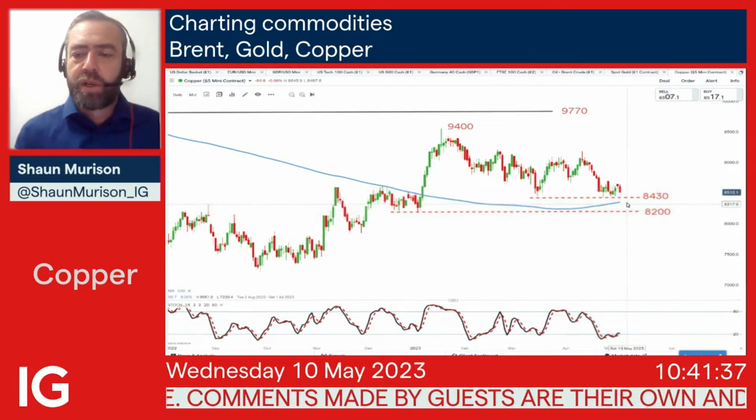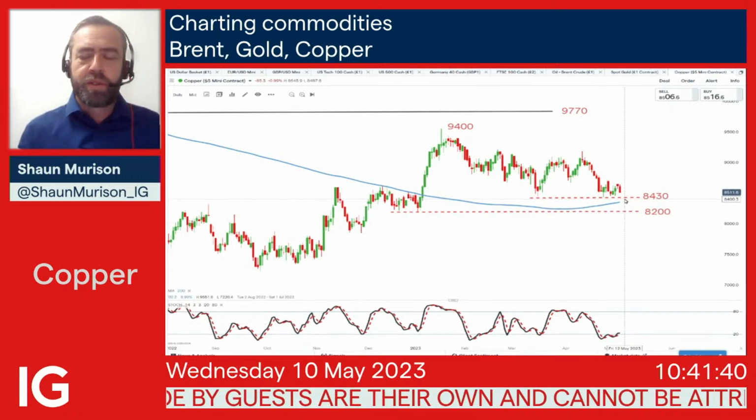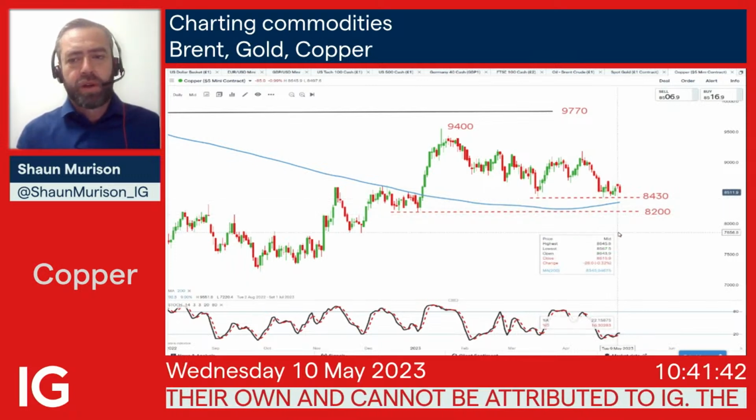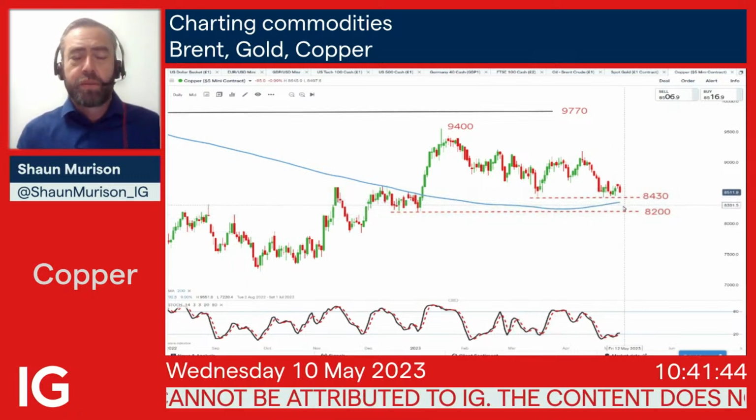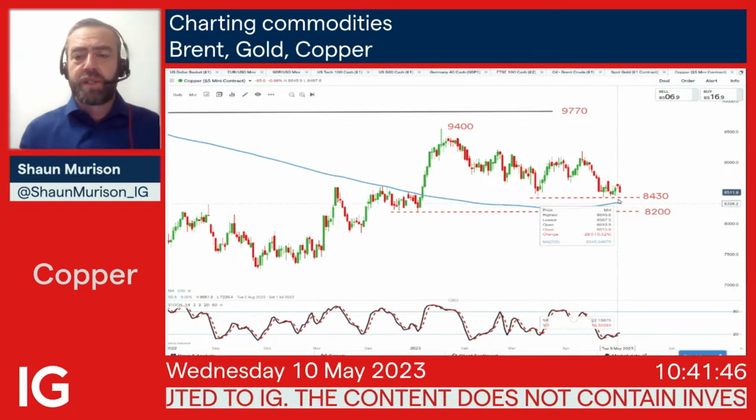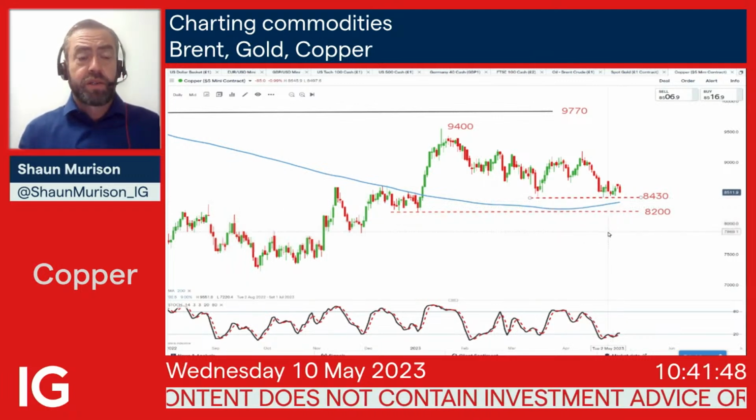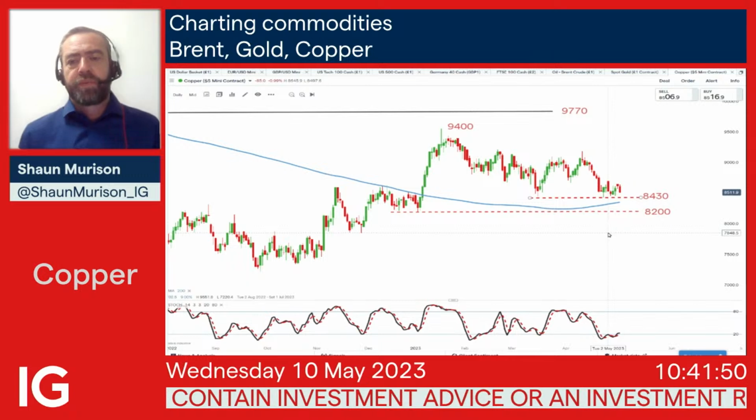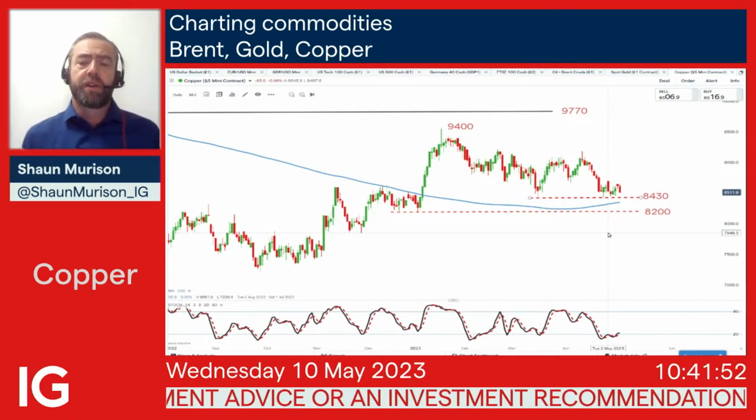So one to watch. We're watching this level quite closely, 8,430 being a key level for copper right now. Because through that, then we start breaking below that 200-day simple moving average. That really does affect our trend assumptions on that leading indicator of economic health.